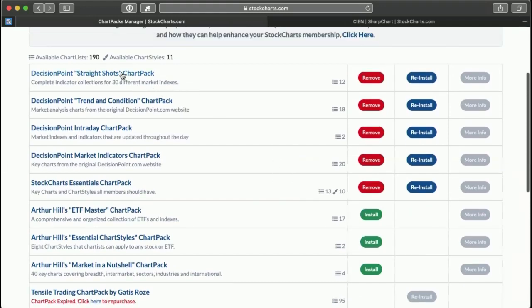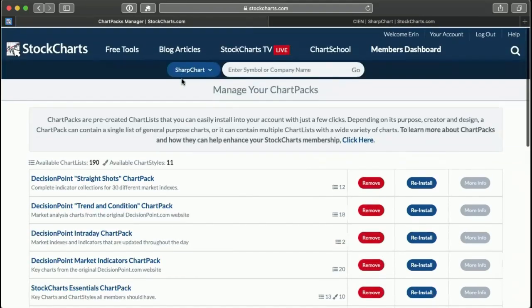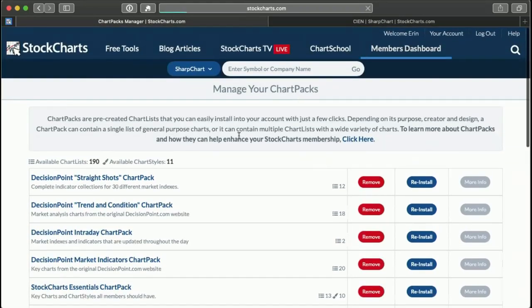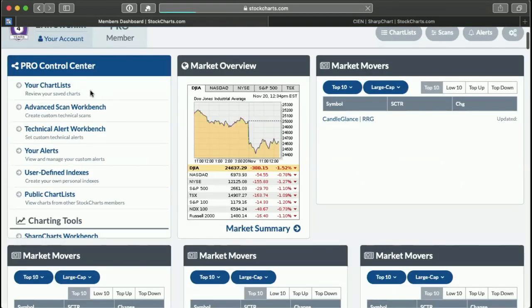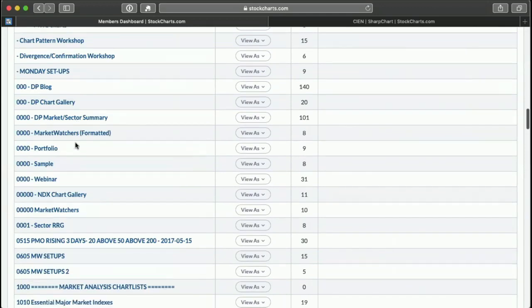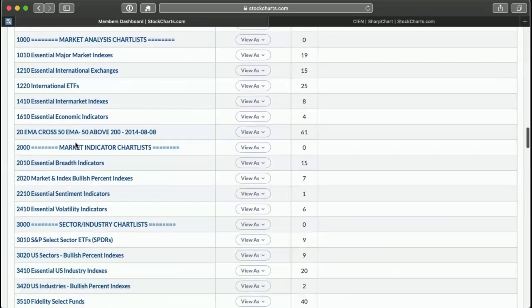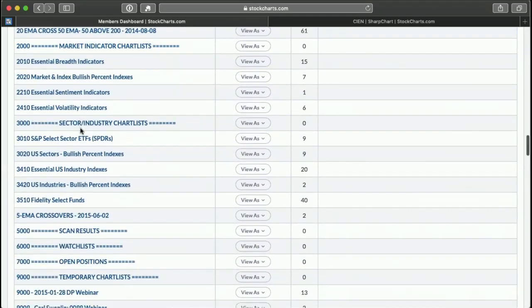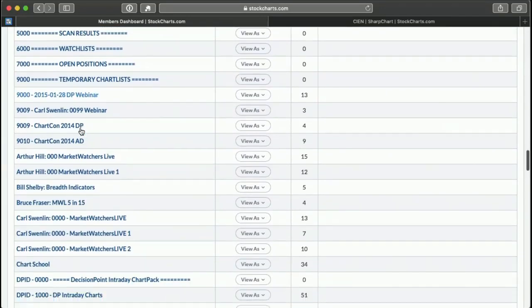But the main thing is that if you look here, with the Straight Shots, you get complete indicator collections for 30 different market indexes. This is how you can go to an index and look at all the indicators across that. So I'm going to show you, because of course I have it, my chart lists, and I'm going to come down here. So obviously I have quite a few here. Let's get to the Decision Point ones down here.